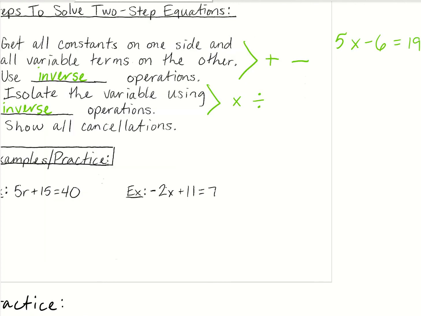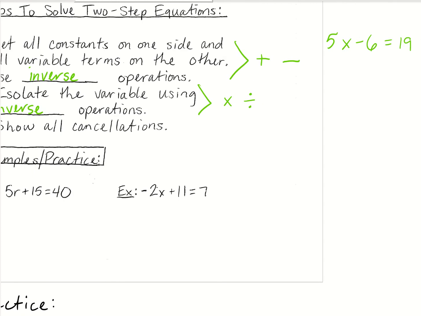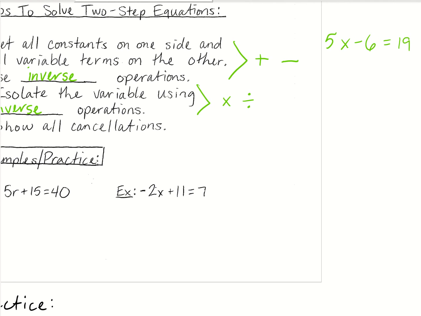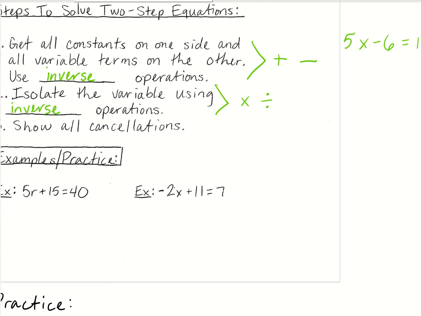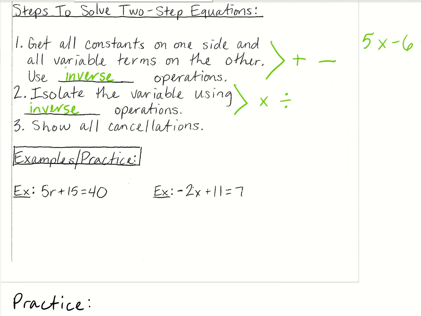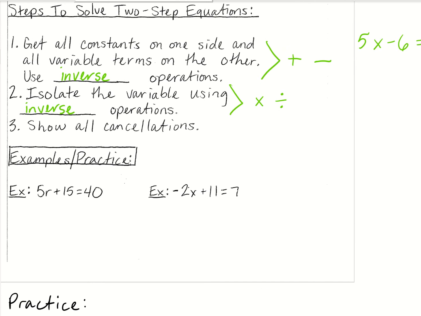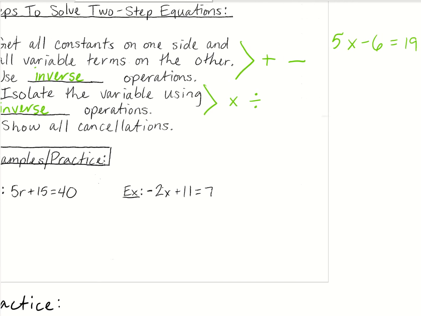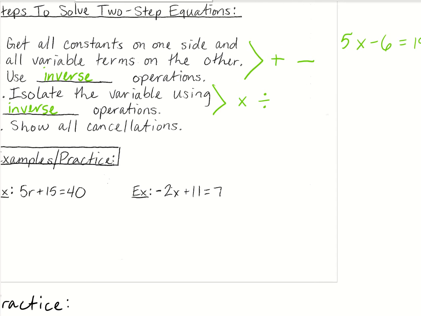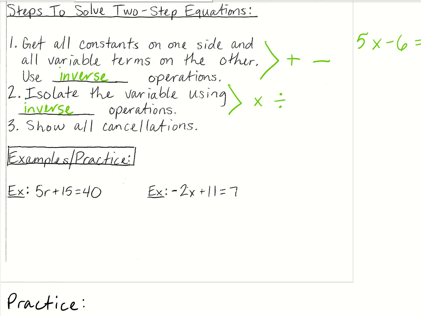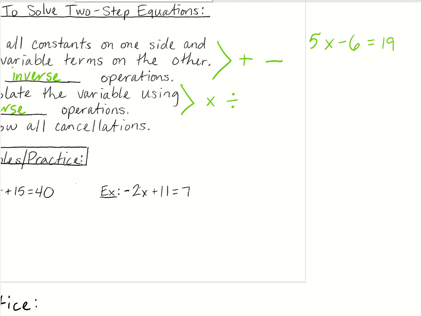So I've come up with just a little easy example for us to do together. It's going to be 5x minus 6 equals 19. I'm just going to walk you through this with the steps next to it, and then we will do the examples down below as well. For 5x minus 6 equals 19, step 1 is get all constants on one side and all variable terms on the other side. You're going to use inverse operations to do that.